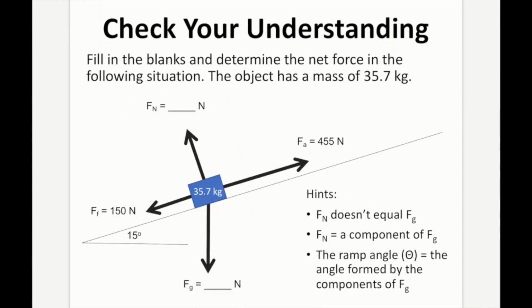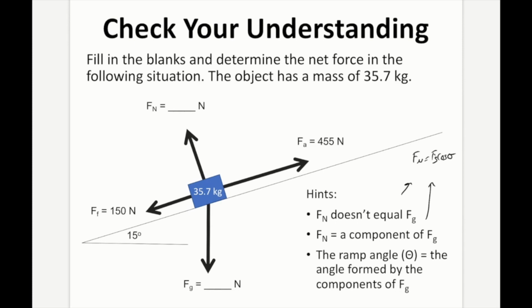Check your understanding. Fill in the blanks and determine the net force in the following situation. The object has a mass of 35.7 kilograms. Hints: Fn doesn't equal Fg. We just talked about that, right? Fn is going to equal Fg cos theta. Fn is a component of Fg, and that's what we're talking about right there. The ramp angle theta equals the angle formed by the components of Fg.